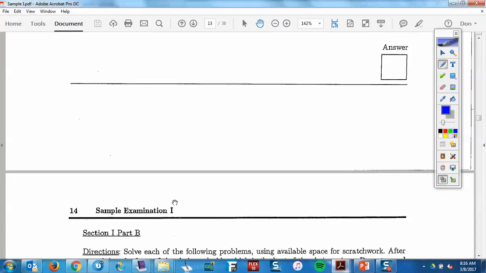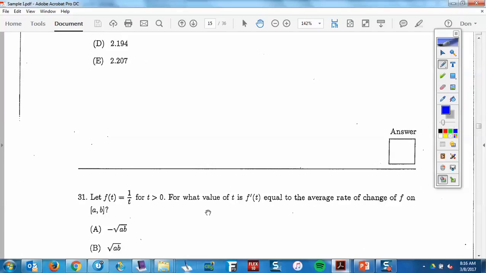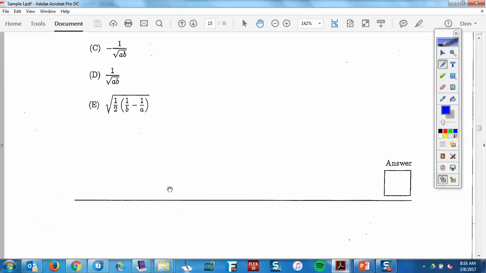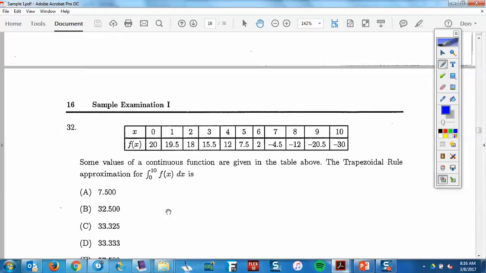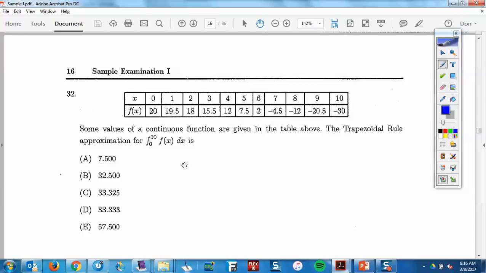We did this one. I know we talked about that. That was a sigma kind of thing. Then we got a volume problem, which we can't do. We talked about this average rate of change. Or no, I don't think we did. I think somebody asked about that. Trapezoid rule, I think we talked about that one.